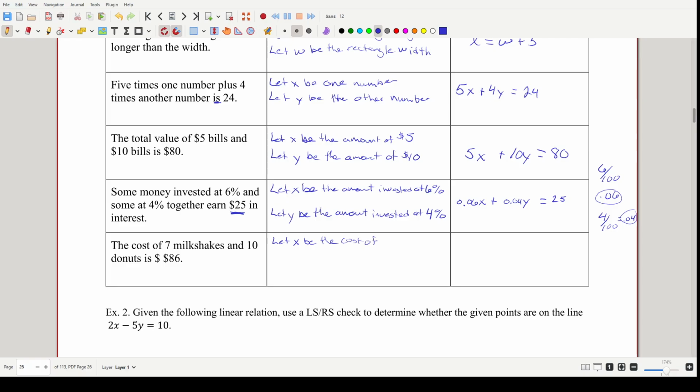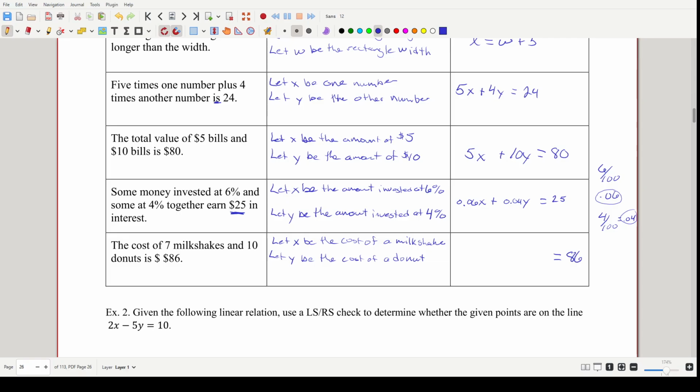Of a milkshake, a single milkshake. And similarly, we're going to say let y be the cost of a single donut. Okay, so we need to set up our equation that was really just a total cost here. We know it's going to equal $86, but what's going to equal $86?